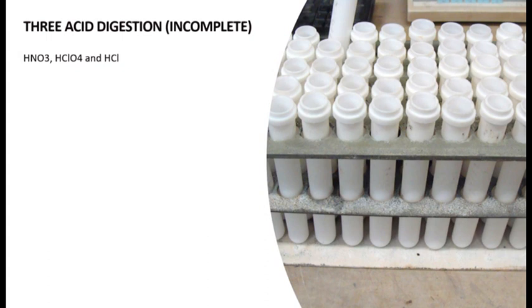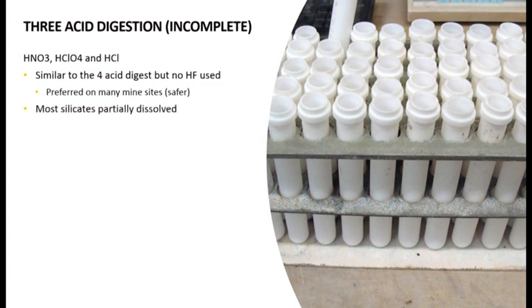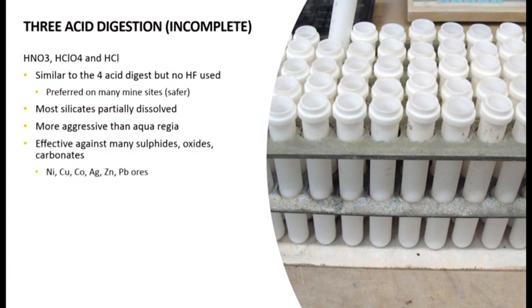Moving on to 3-acid digests. Those are the 3 acids. You'll note the omission of HF, and that's why they prefer that on many mine sites, because they don't like working with HF. Because you don't have HF, a lot of silicates will be partially dissolved. It is generally more aggressive than aqua regia, and it's effective against many sulfides, oxides, carbonates, and particularly a lot of sulfide ores, and that's why it's very popular on mine sites.